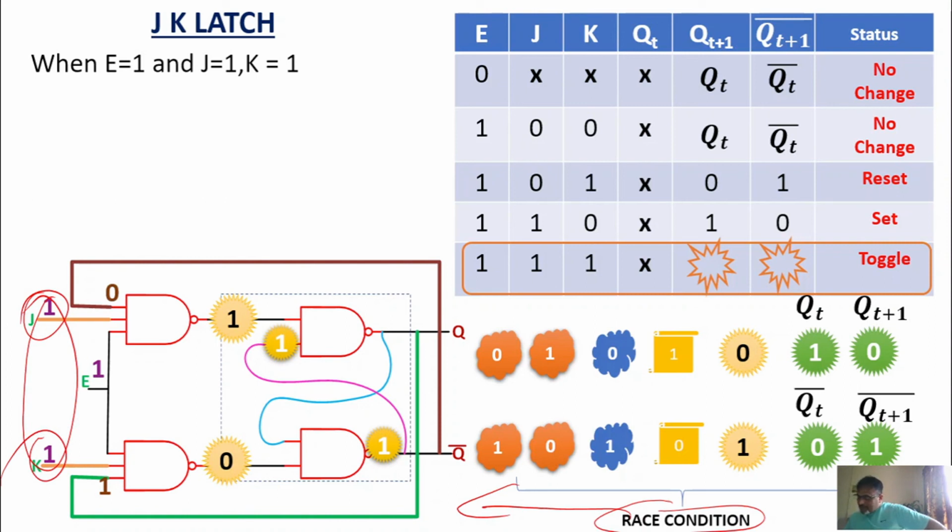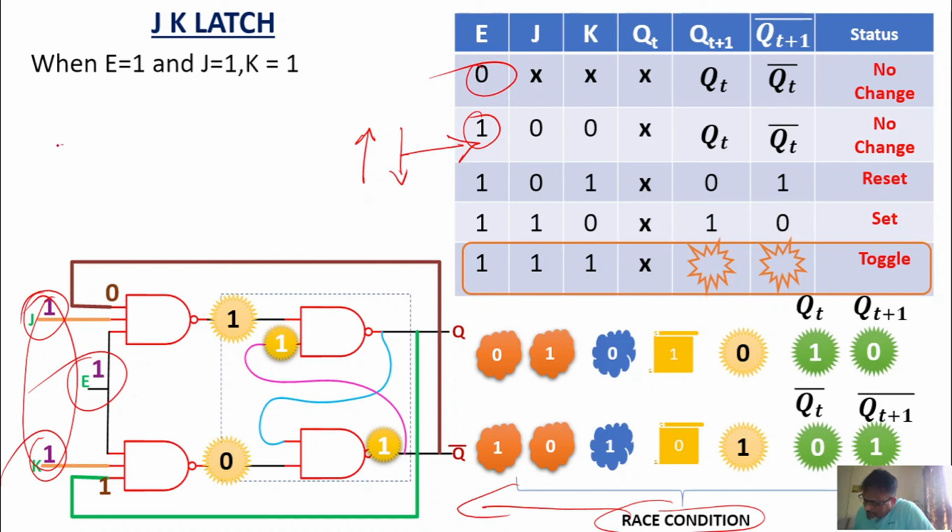So hope you understood the JK latch or JK flip-flop operation. I just wanted to tell you the difference between the JK latch and JK flip-flop: in the JK latch we use enable as either high or low, right? But in the case of flip-flop, this enabling E will be either the positive edge of the clock or the negative edge of the clock, right?